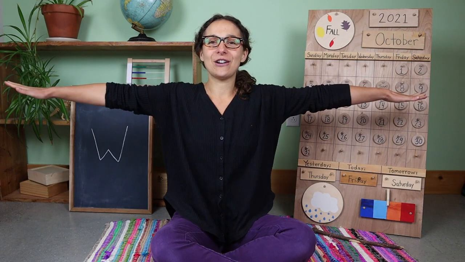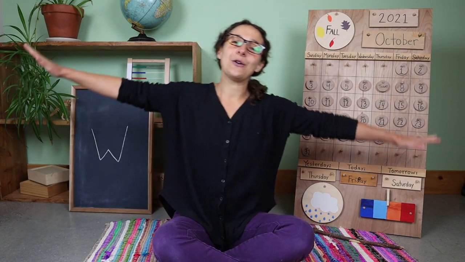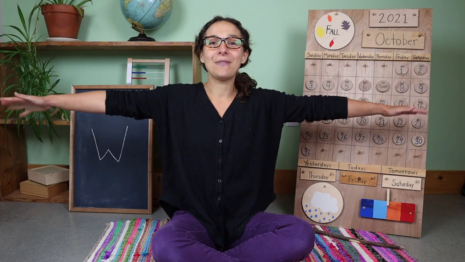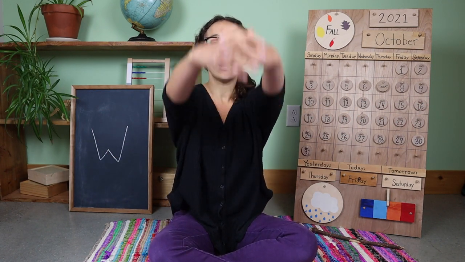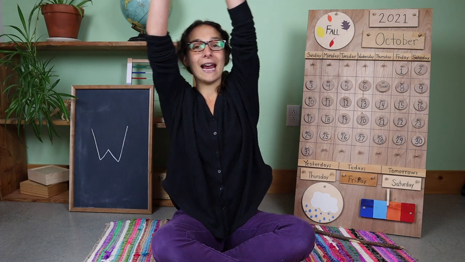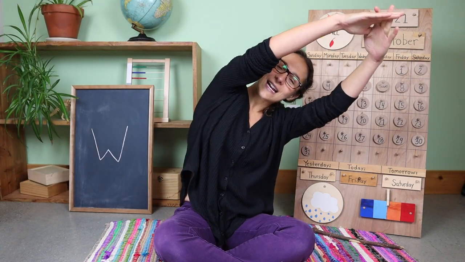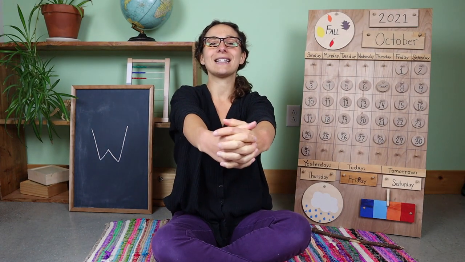Let's sing our good morning song together. Stretch your arms out like airplane wings. We'll fly to one side, over to the other side, fly back to the middle. Big stretch out in front. Now take that circle up over your head, and let's stretch on one side, over to the other side. One last stretch and bring the circle back down and let's sing together.